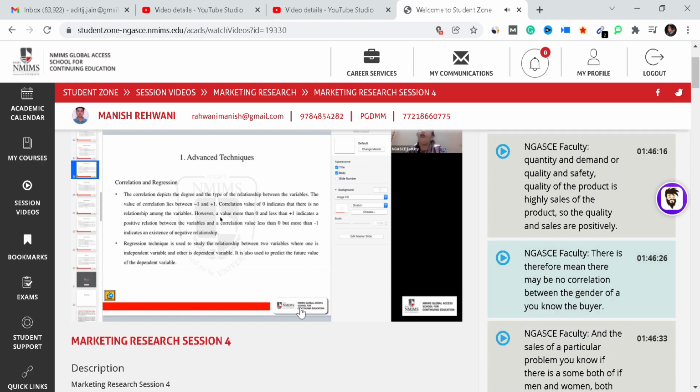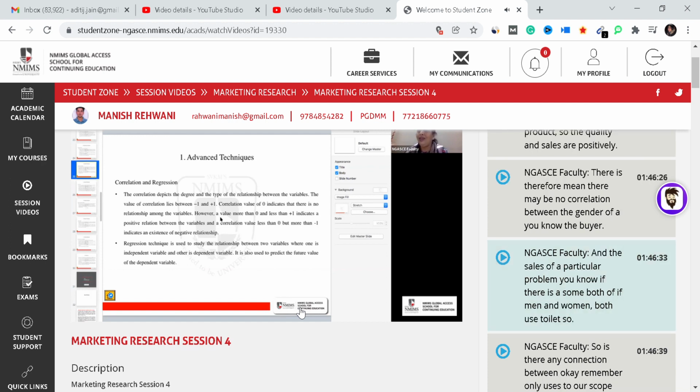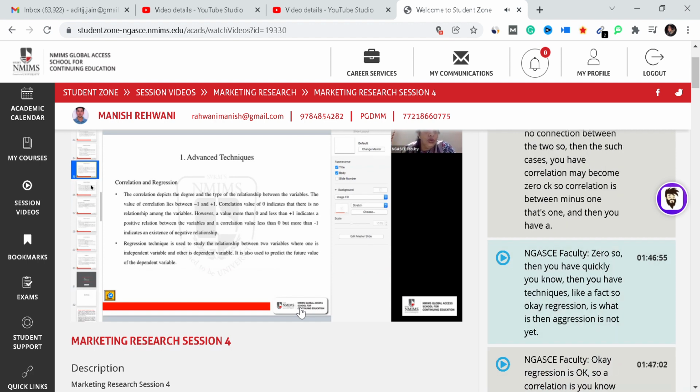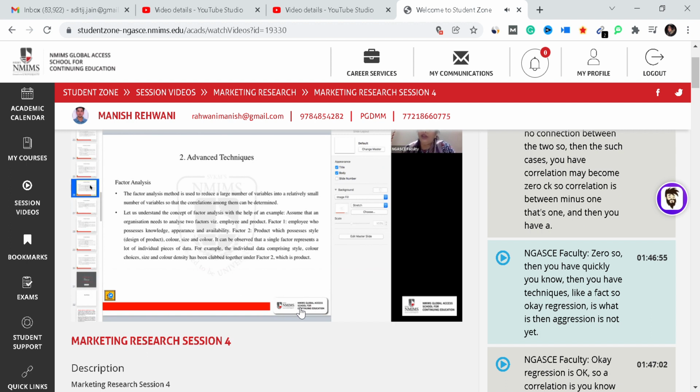There may be no correlation between the gender of the buyer and the sales of a particular product. If men and women both use toilet soap, is there any connection between them, or do only women use toilet soap and men won't? There is no connection between the two. So in such cases, your correlation may become 0. So correlation is between -1 and +1, and in the middle you have 0.